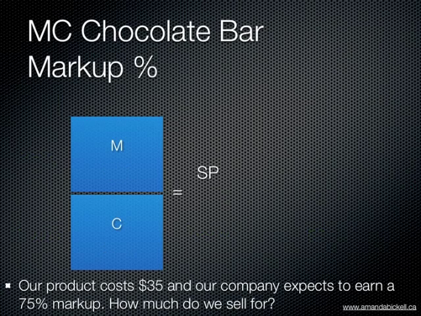So let's practice. With those fundamental equations in place, let's look at an example where our product costs us $35 and our company expects to earn a 75% markup. The question is, how much do we sell for?